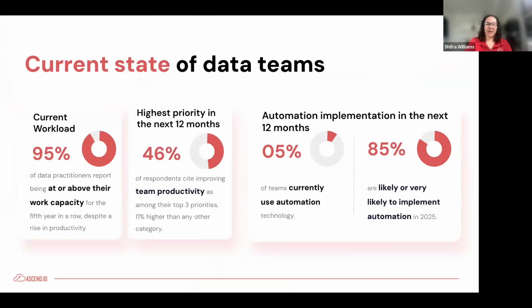So to start off, we want to get into the current state of data teams. In a recent survey, we've seen that about 95% of data practitioners are at or above their work capacity. Almost half of people who responded to the survey cite that improving team productivity is one of their top priorities. And then on the automation side of things, we see that only about 5% of teams are currently using automation, but 85% are somewhat likely or very likely to implement automation by the end of this year, 2025. So this is what's going on in the data landscape.